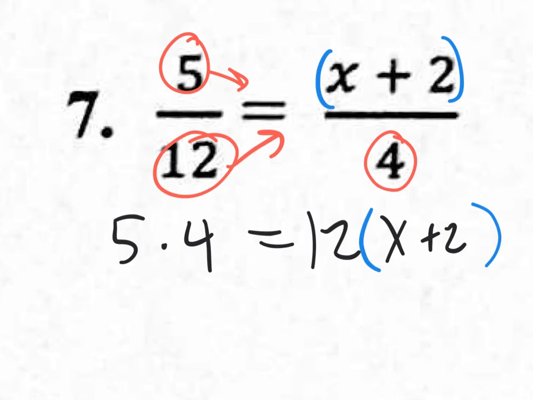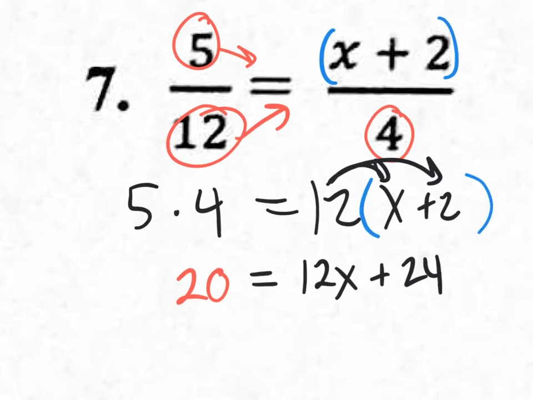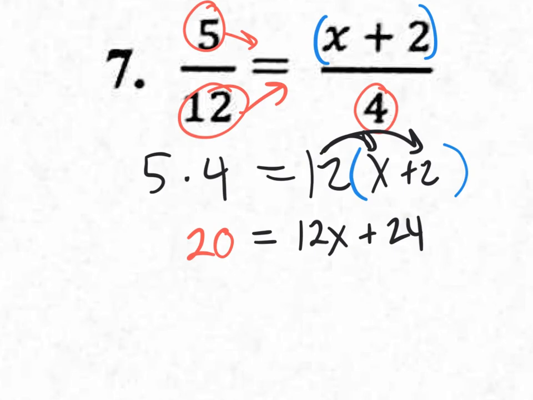So what we have on the left side is 20 equals 12 times x is 12x. 12 times 2 is 24. Thank you. So now let's solve this thing. Is the x on the left side or the right side of the equal sign? Right side. Let's get it by itself. What do I get rid of on the right side? Subtract 24. Thank you. Yeah, it's 24. Sorry, handwriting I have here. So 20 take away 24 is what?